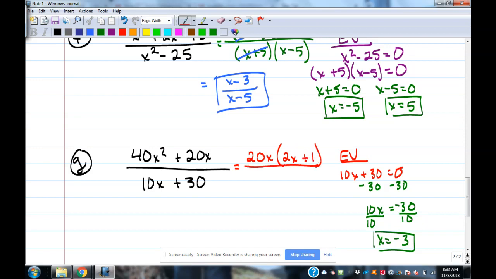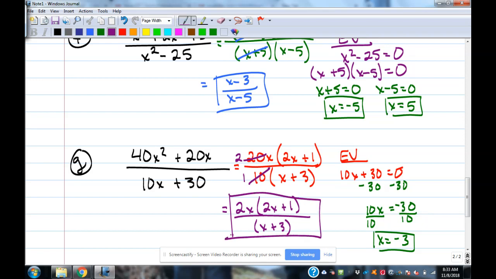What does the denominator have as a GCF? 10. What's it leave in the parentheses? X plus 3. All right. Now, can I simplify any of those factors? 20 and 10 can simplify a little bit, right? What number goes into 20 that also goes into 10? 10. So 10 goes into itself one time and into 20 twice. So that's going to be 2x, parentheses, 2x plus 1, over x plus 3.